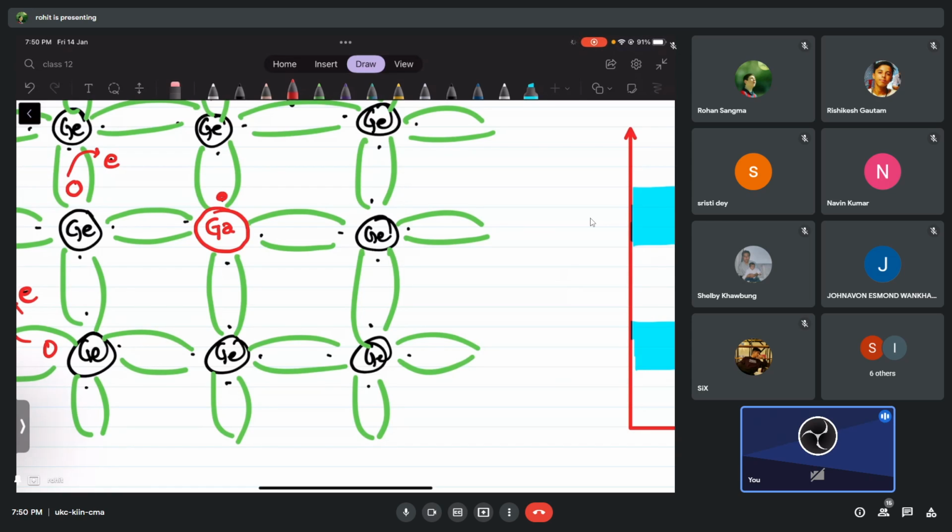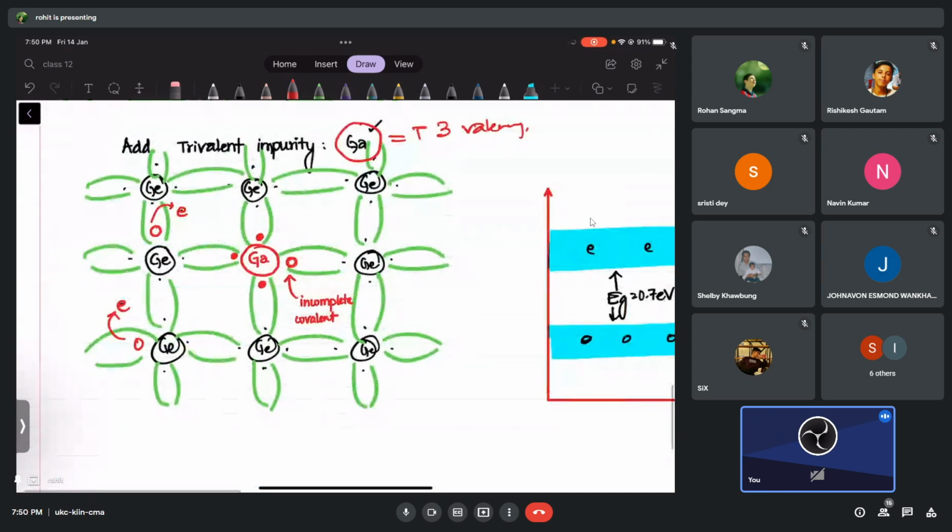So gallium will come with 1 electron, another electron, another electron. But do you think there's an electron or no electron here? No electron. So what is this, guys? Do you think this is a complete bond or an incomplete bond? Incomplete covalent bond, because it has 3 electrons. How can it form 4 bonds, right? This location is empty, right?